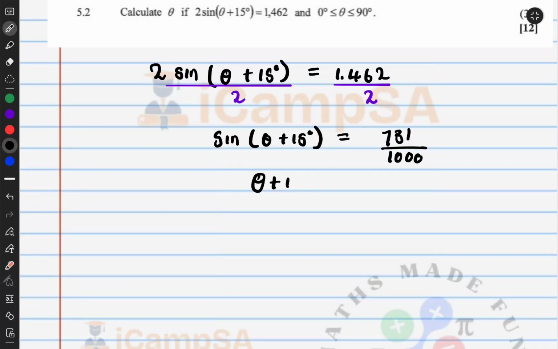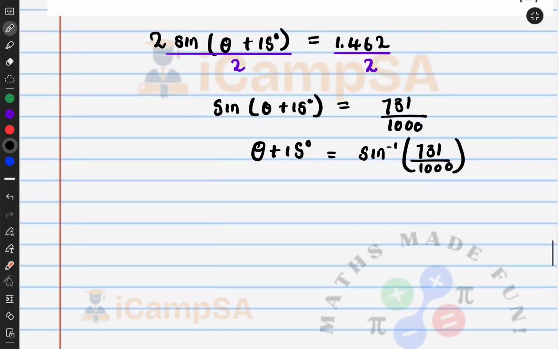Theta, let's take sine to the other side. Theta plus 15 is equal to sine inverse of 731 over 1000. Okay, and then we punch that in the calculator. You get 46.97 degrees.